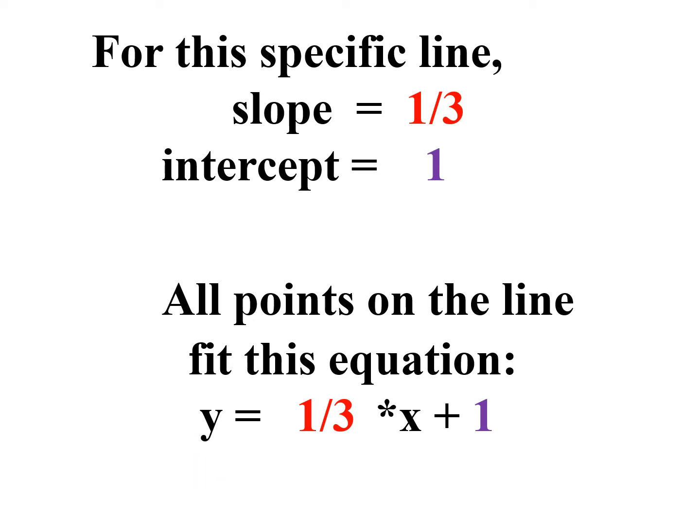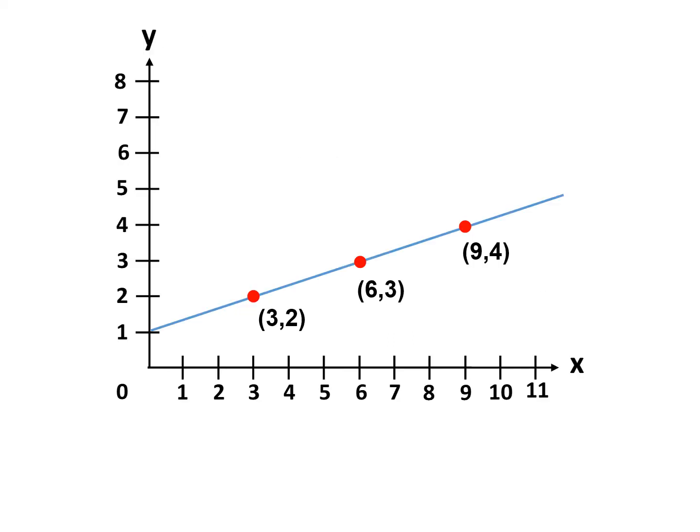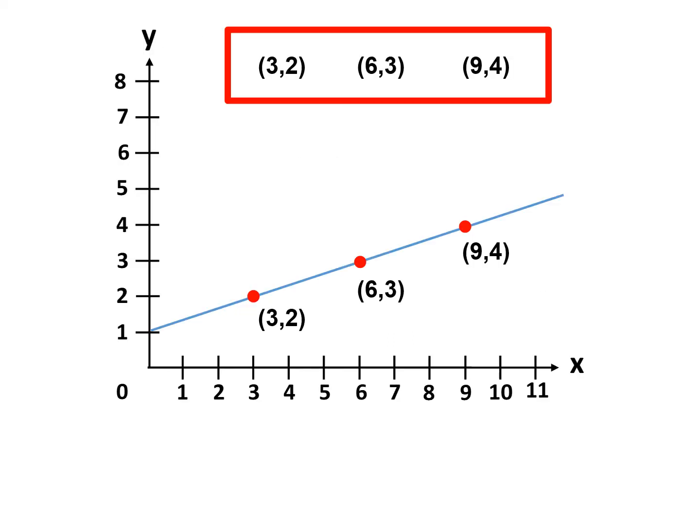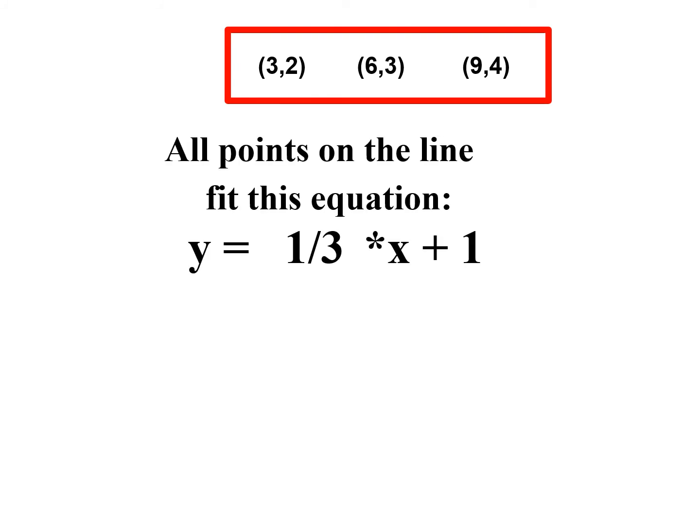And now we have this equation. This is not the general equation for a line. Instead, this is the specific equation for our specific line. So this is our line. And these are our 3 points we can see on the line: (3, 2), (6, 3), and (9, 4). And because these points are all on the line, all these points should fit the line's equation. And let's test this out to see if that's true.